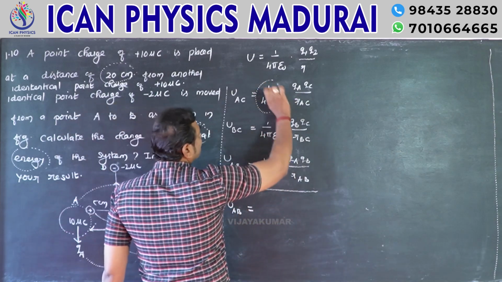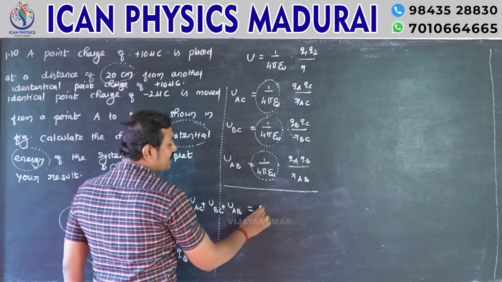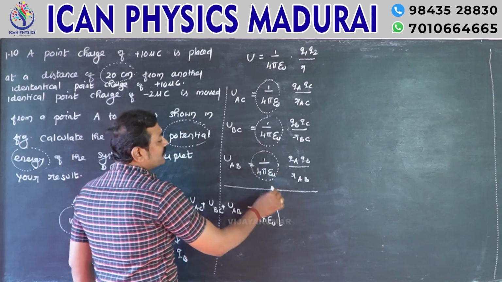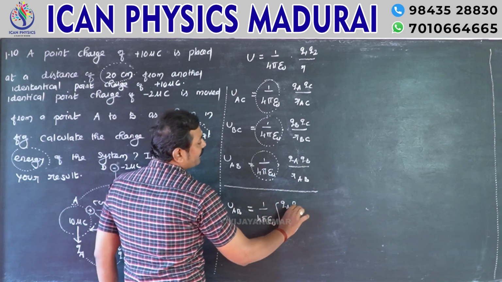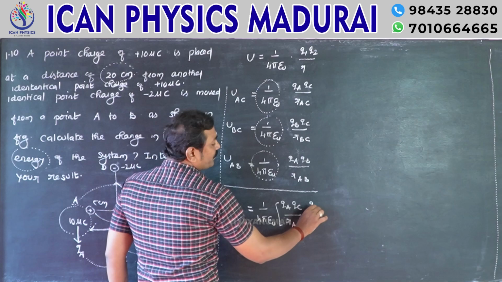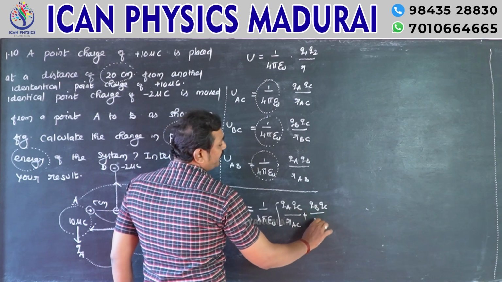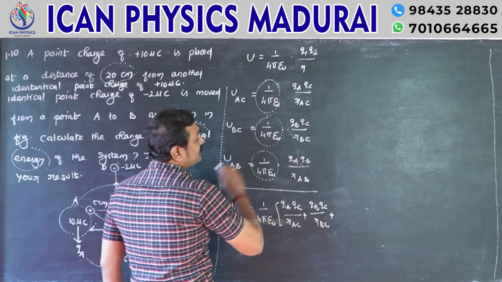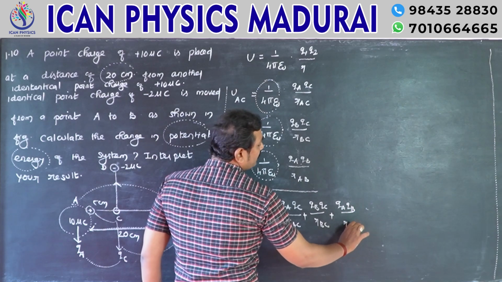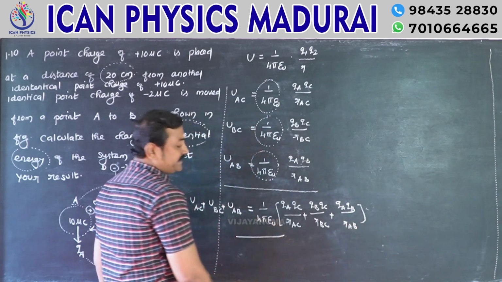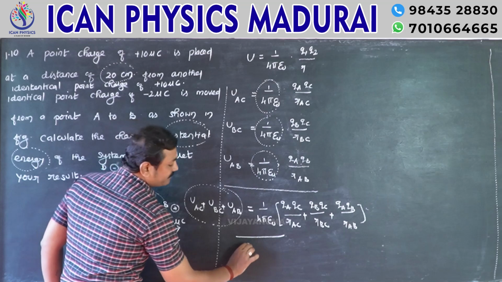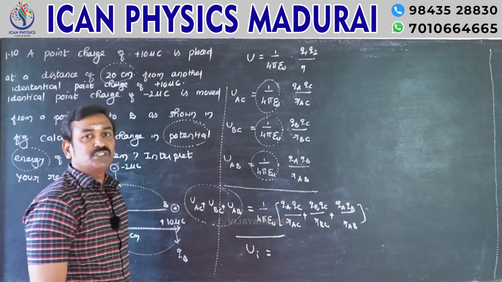in all the three terms, 1 by 4 pi epsilon 0 is common. So 1 by 4 pi epsilon 0 can be taken as common. So what about the remaining? QA QC by RAC plus second one, QB QC by RBC. And the third one, QA QB by RAB. Okay, so this is the initial electrostatic potential energy. So I want to give the name initial electrostatic potential energy.